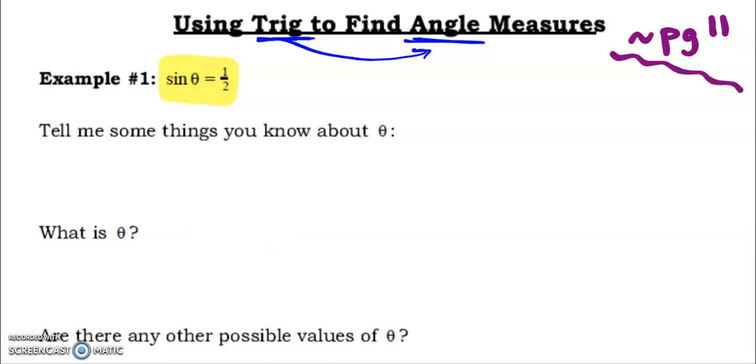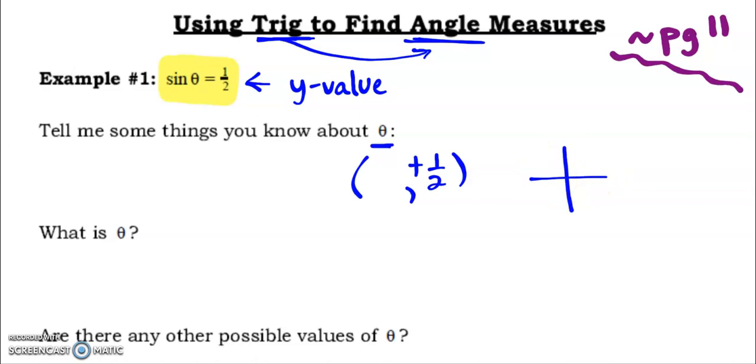Okay, if you're thinking, I don't know what that means, there are definitely some things you know when you are given an equation about a trig function, sine, cosine, tangent. For example, you know that this is the y value that we're talking about, okay? Furthermore, that y value is positive, okay? So you know that if you have a positive y value, there's only a few quadrants that angle could land in. It could land in the first quadrant because everything's positive there, and it could land in the second quadrant because that's where sine's positive.